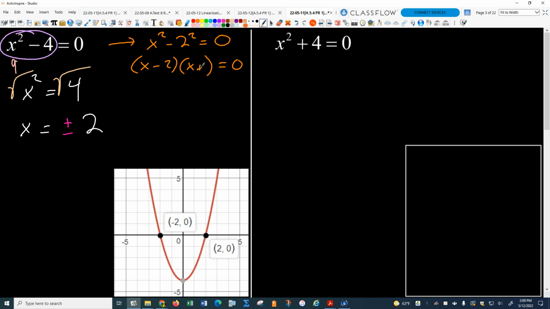X minus 2, x plus 2. Exactly. And then I'm going to get the same solutions, aren't I? I'm going to get x equals 2 or x equals -2. Either way, right? Okay, good?